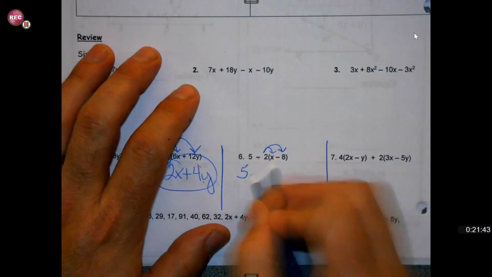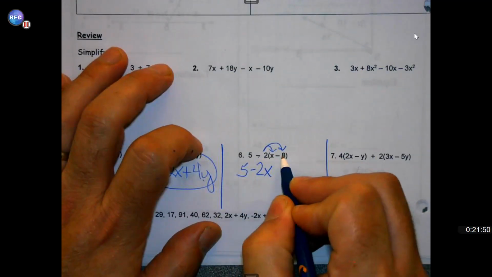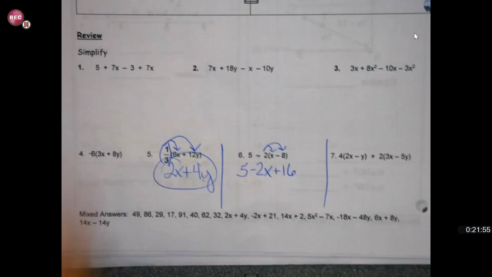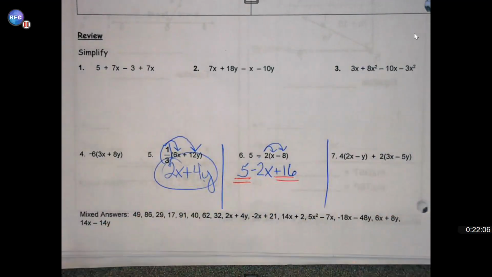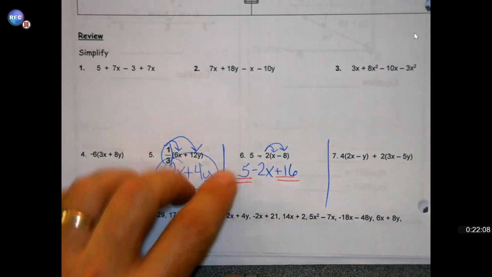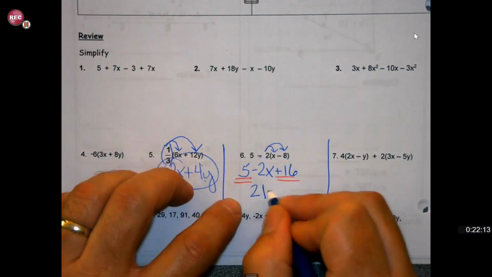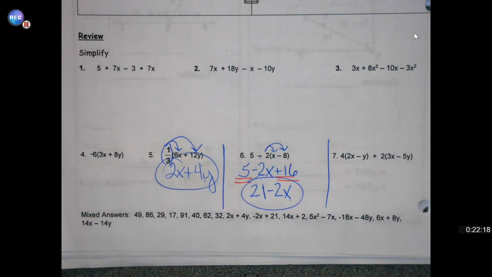Negative 2 times x is negative 2x. Negative times negative is what? Positive. So a positive 16 because I'm multiplying. And so once I've done that, now I can go back and say, hey, neither of these have a variable. I can put them together. 5 plus 16 is 21. There's no other x's, so I'm just going to write that in. This has x, this doesn't. I can't go any further. That one's done.